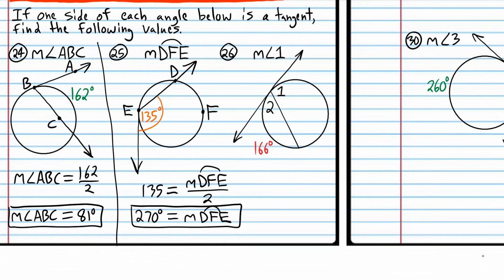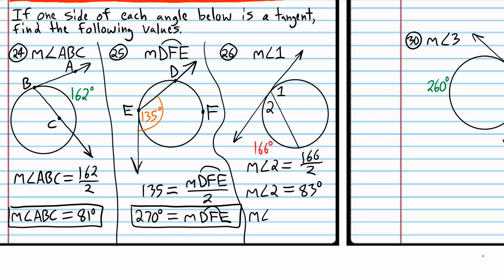So let me put a divider here. The measure of angle 2 is equal to 166 divided by 2, and we can get our calculator out, 166 divided by 2 is equal to 83 degrees. And now the measure of angle 1 is 180 minus 83 degrees. So the measure of angle 1 is equal to 97 degrees.